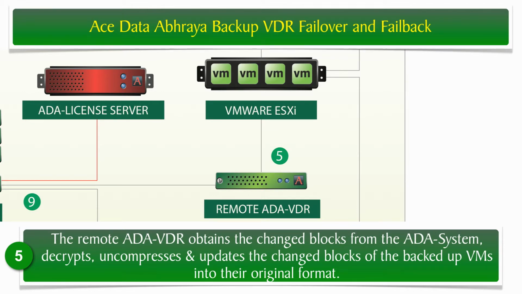Fifth step, in the public cloud, what has been provisioned is a server for remote ACE Data Abhraya virtual disaster recovery component. This component receives the change blocks from the Abhraya system. It decrypts these change blocks, uncompresses and updates these change blocks to the backed up VMs into their original format.